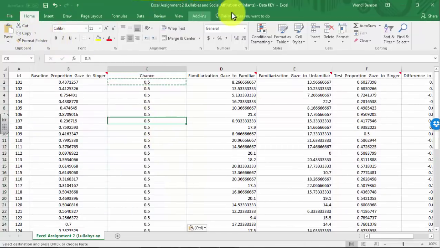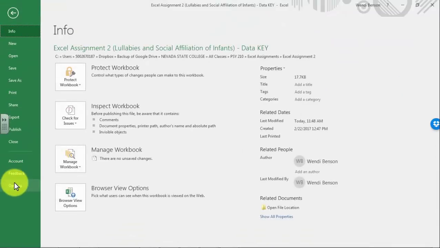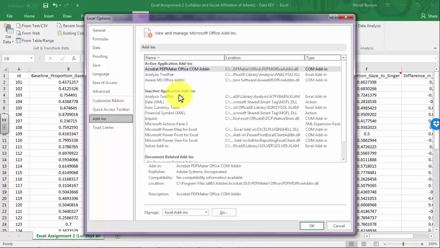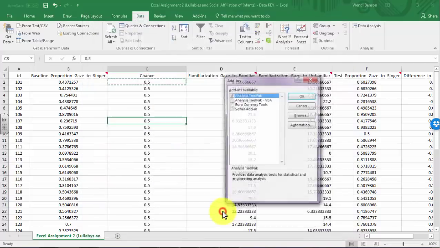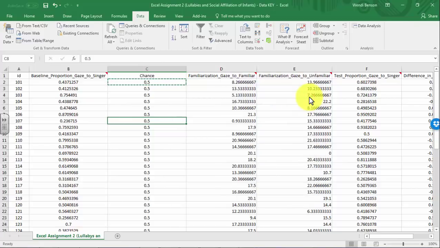So now we're going to go to the Data Analysis tab. If you do not have it, you need to install it. So you want to click on File, go to Options, go to Add-ins, Analysis Toolpack, click Go, make sure Analysis Toolpack is selected, and then you want to click OK right there. So now when you go to the Data tab, you're going to see that the Data Analysis option is available.